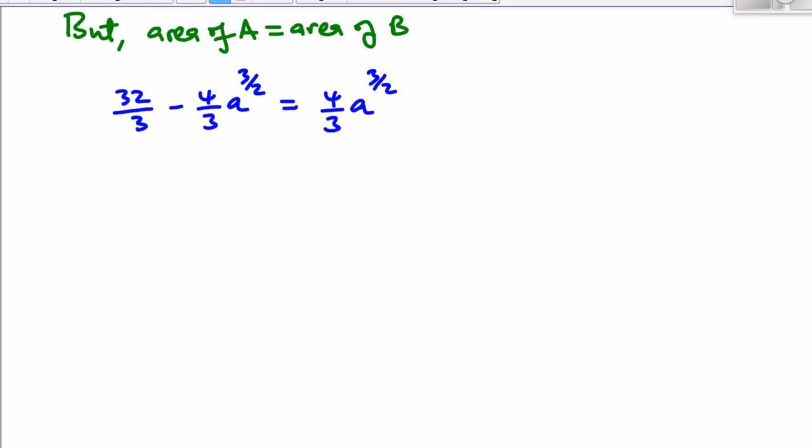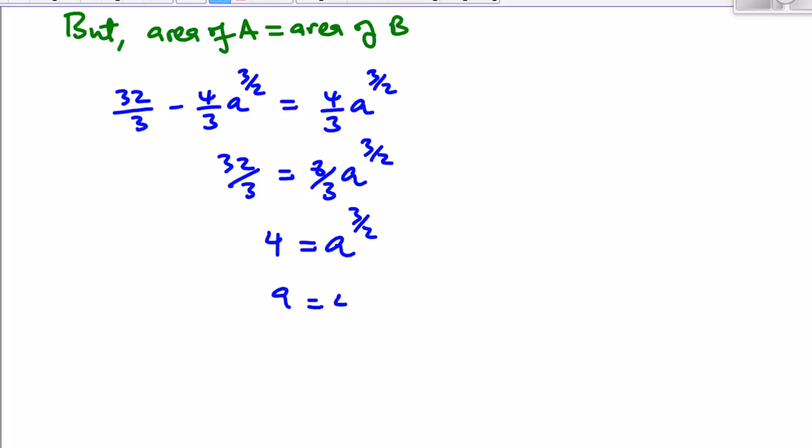Okay. This means that 32 over 3 will be equal to 8 over 3 a to the power 3 over 2, which means that a to the power 3 over 2 will be equal to 4. So a will be 4 to the power 2 over 3. And that will be our final answer.